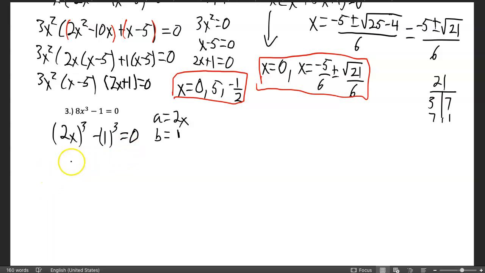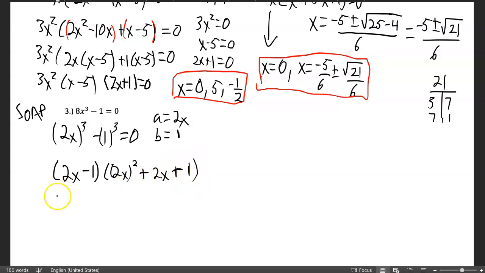So for this, we're going to need to use our difference of cubes. That means that we'll have 2x, same, SOAP, right? We use SOAP here. So our first sign is going to be the same. So it's 2x minus 1 times 2x squared. Our second sign is opposite, so it'll be plus 2x times 1. And then our third sign is always positive. So it'll be plus 1 squared. Or when we reduce this, this is 2x minus 1. Of course, this is equal to 0. So this is 2x minus 1 times 4x squared plus 2x plus 1 is equal to 0.